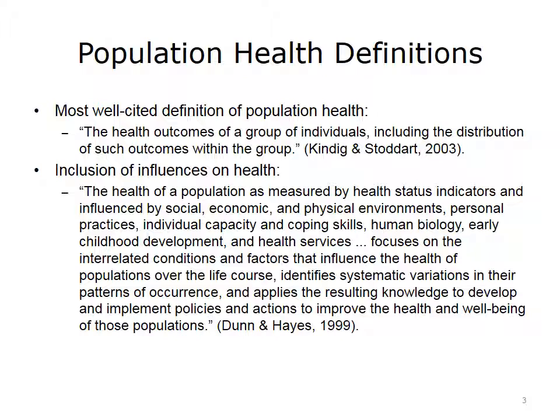The most well-cited definition of population health comes from an American Journal of Public Health article, "What is population health?" by Kindig and Stoddart, who define population health as the health outcomes of a group of individuals, including the distribution of such outcomes within the group. In addition, there are definitions that are more specific.